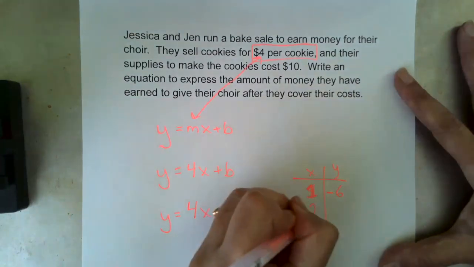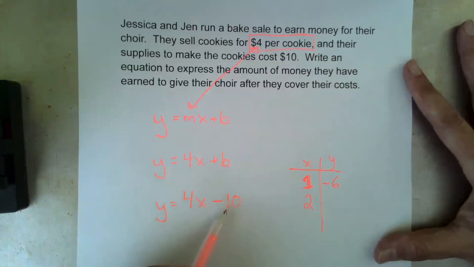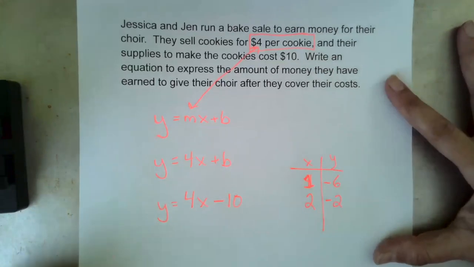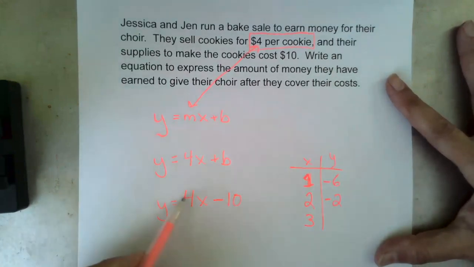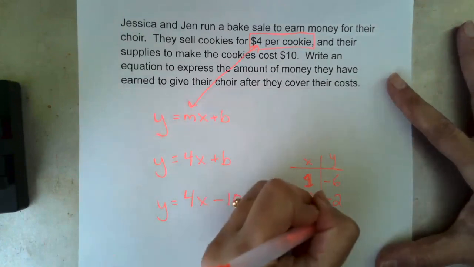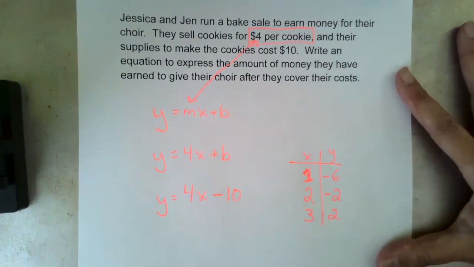Okay, when they sell 2 cookies, 2 times 4, that's 8, minus that 10 they spent, they will still owe themselves $2. But when they sell that third cookie, 4 times 3, 12, minus the $10 they give back to themselves, they will finally have earned some money for their choir. And then so on and so forth.